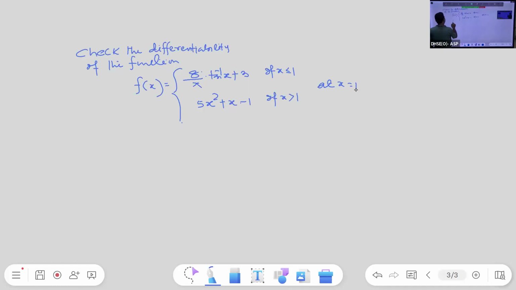Value of the function at x is equal to 1, that is f of 1, equals 8 by pi into tan inverse 1 plus 3. This is equal to 8 by pi times pi by 4, since tan inverse 1 is pi by 4, plus 3. Pi cancels, 4 twos are 8, 2 plus 3 is 5. So the value of the function is 5.